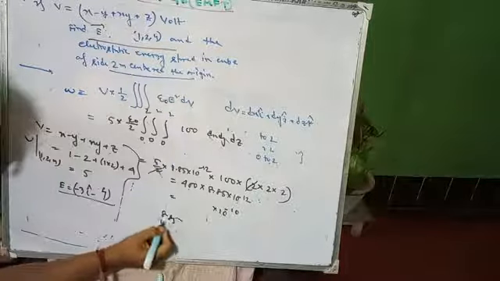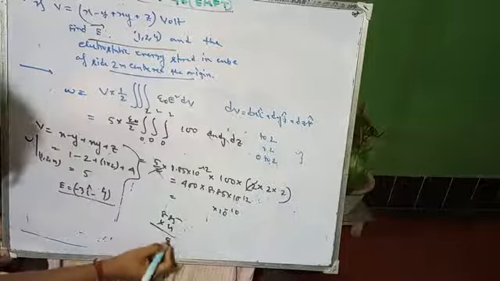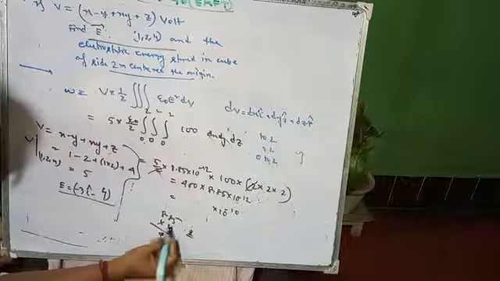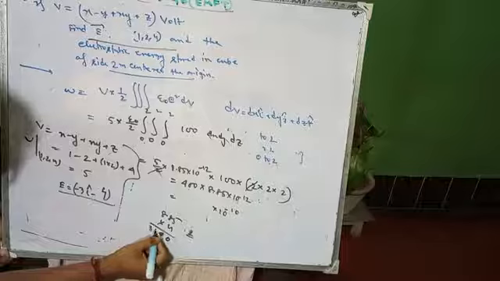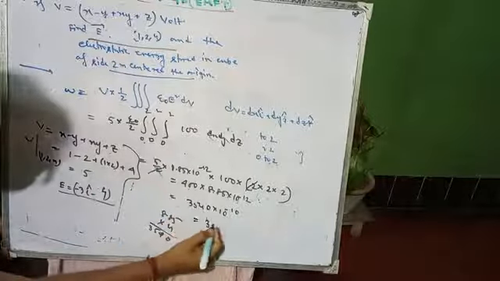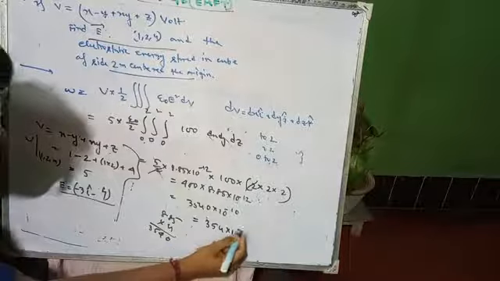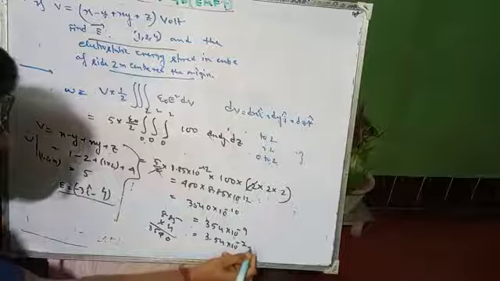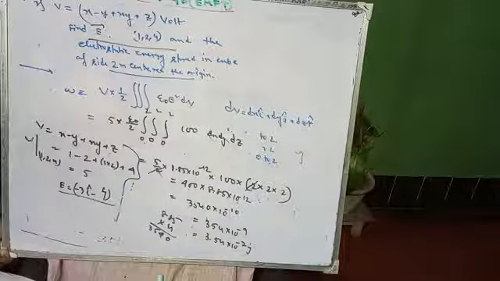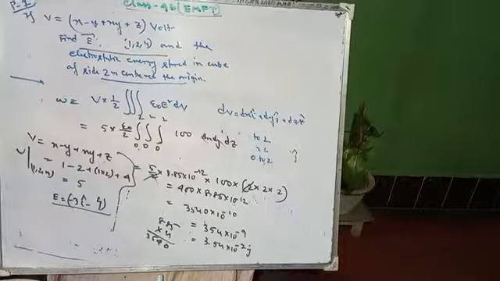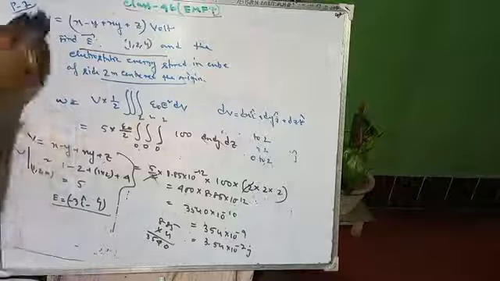8.85 into 4, how much? 4 5s are 20, carry 2, 4 8s are 32 plus 2, 34, so 3540 into 10 to the minus 10, that means 354 into 10 to the power minus 9, or you can say 3.54 into 10 to the minus 7 joule. Okay, so your answer will be 3.54 into 10 to the minus 7 joule. So this is for your problem number 7.